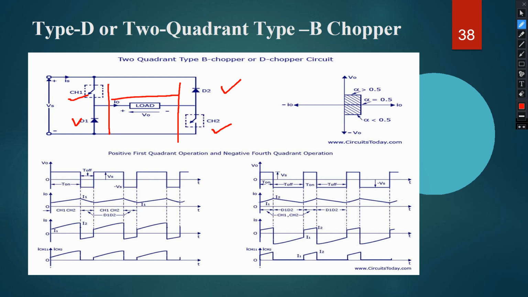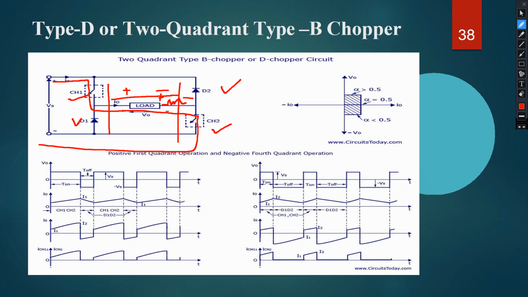So what happens when CH1 and CH2 are on? The power flow is like this. So the load voltage becomes positive on the left part, and the right part becomes negative. And remember, there is an inductor L in series with the load, and the battery is also there because it is a motor. And what is the load type of a motor? It is an RLE load. In all the cases it is true.